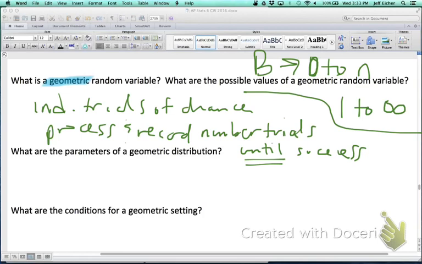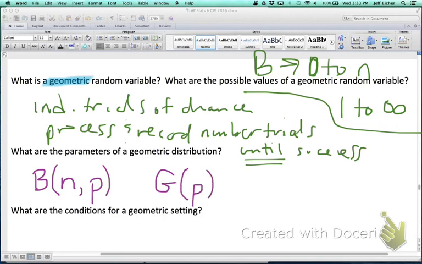What are the parameters of a geometric distribution? Well, with a binomial distribution, we had 2 parameters, n, our fixed number of trials, and p, the probability of success. With a geometric distribution, we only need to know the probability of success. So this is a good example. If you're asked a question and you're only given a probability of success, and it asks when might be the first success or some until, those are big, big clues that, oh, this is a geometric setting.